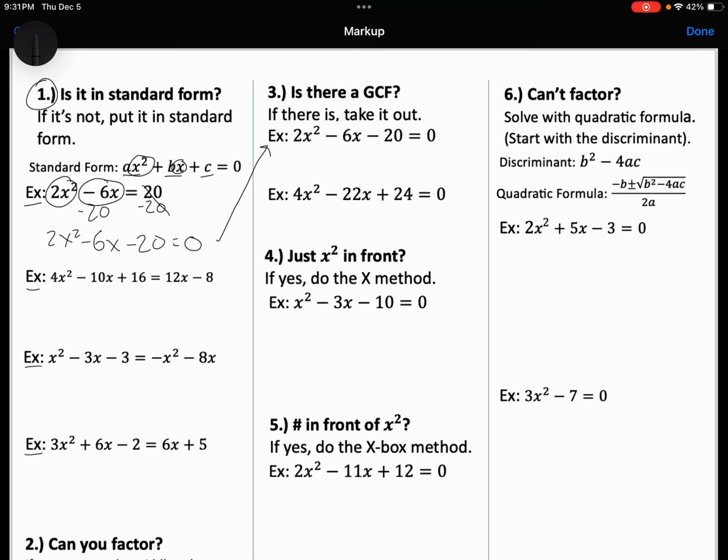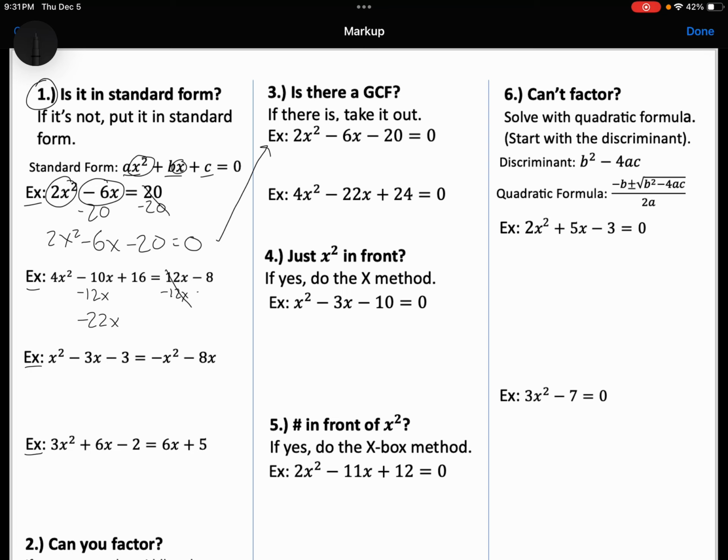Okay, so for the second example, we have 4x squared minus 10x plus 16 equals 12x minus 8. Again, I need to get the terms onto one side, so I'm going to subtract 12x in order to get rid of this 12x. And I do have something that I can subtract 12x from on the other side. I can do that over here. Negative 10x minus 12x would be negative 22x.